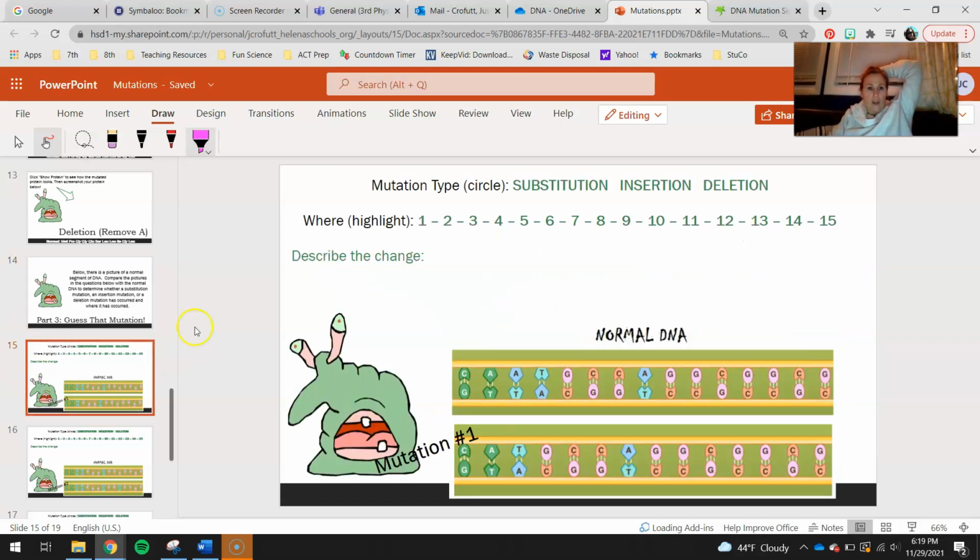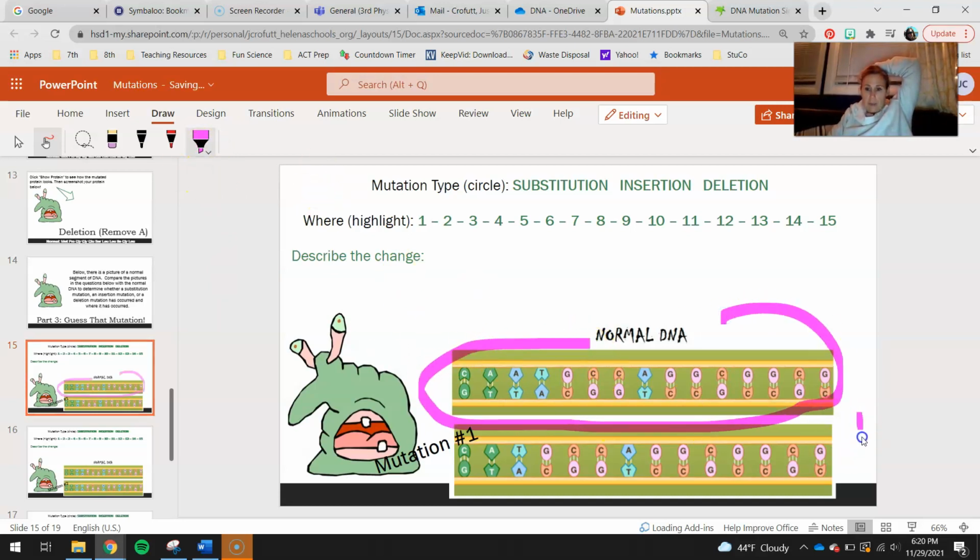Let's do the first one together. Really, you will only have 2 to do on your own plus the extra credit. So let's take a look. Here's my normal DNA, and here's my mutation number 1. I'm going to compare. I got CG, AT, TA. It looks like there is a difference right here.